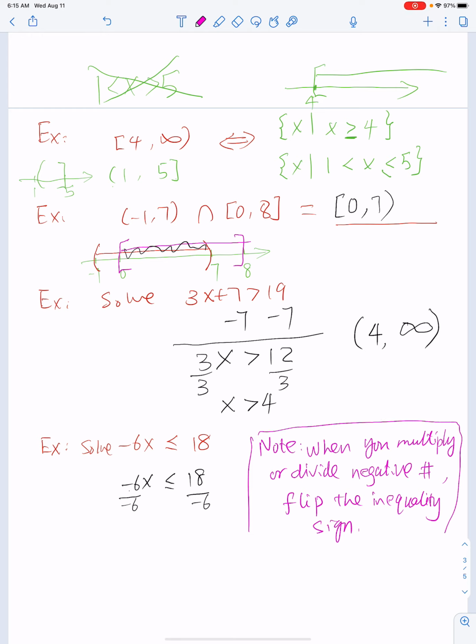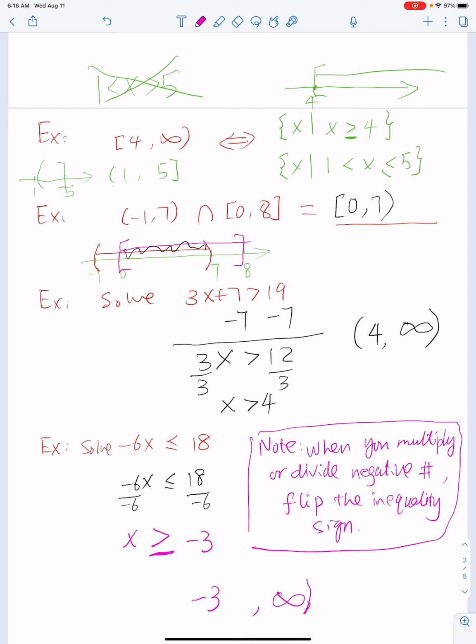Okay, so you always have to do this. This is very important. If you divide or multiply a negative number, yeah? And 18 divided by -6 is what? -3. What will it become? Not less than or equal to, it will be open on the left. Bigger than or equal to -3. This is very important. So what will be the interval notation? This is bigger than, so it will go to what? Infinity. You with me? Goes to infinity.